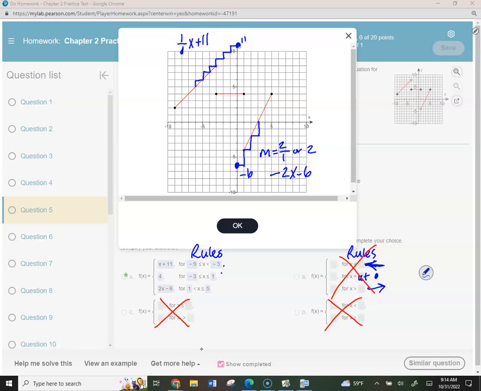The middle one, right here, that's the HOI. It's a horizontal line crossing the y-axis at 4, and because it's horizontal, it is just the number 4.